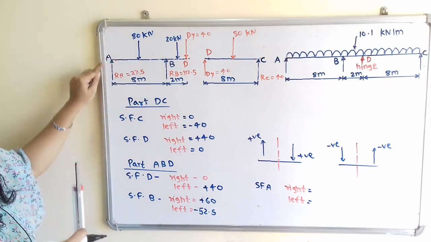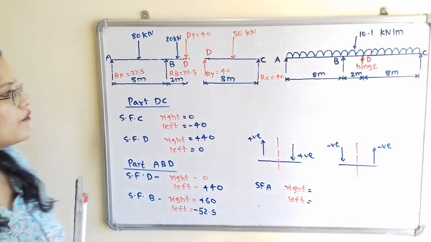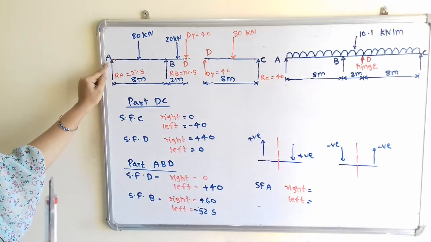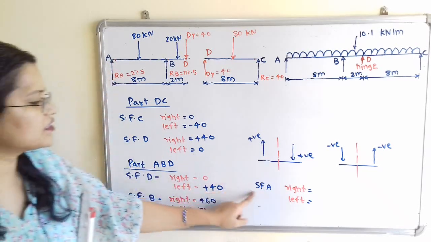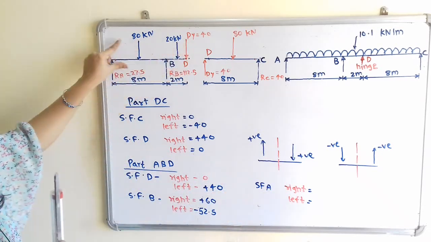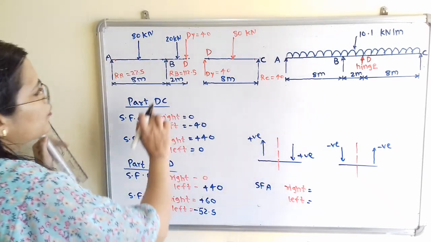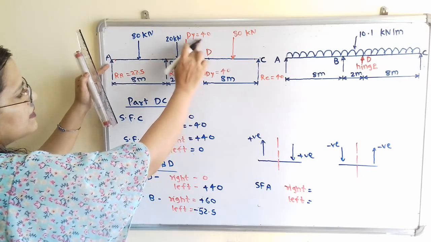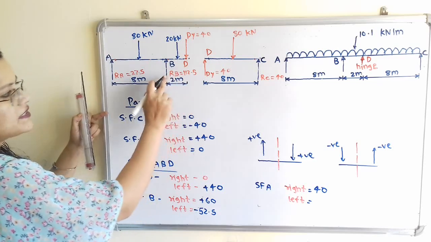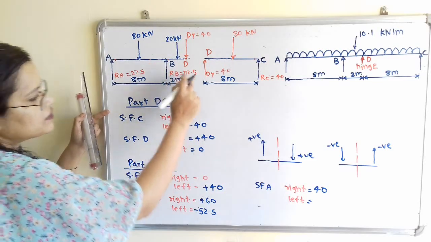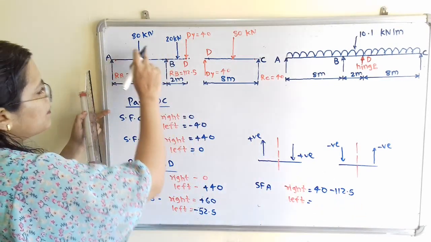Now at point A, there is uniformly distributed load as well as point load. So we will consider the right hand side point and left hand side point. At the right hand side point, what is the shear force? We will add all these forces. When the force is in downward direction, use positive sign. So we will first take this 40, then RB is in upward direction, so take minus 112.5, plus 20 plus 80.